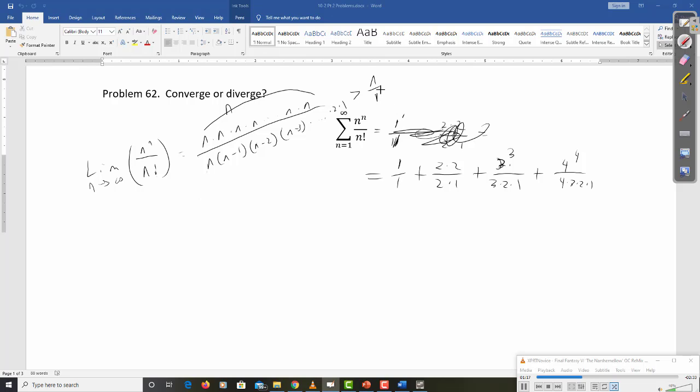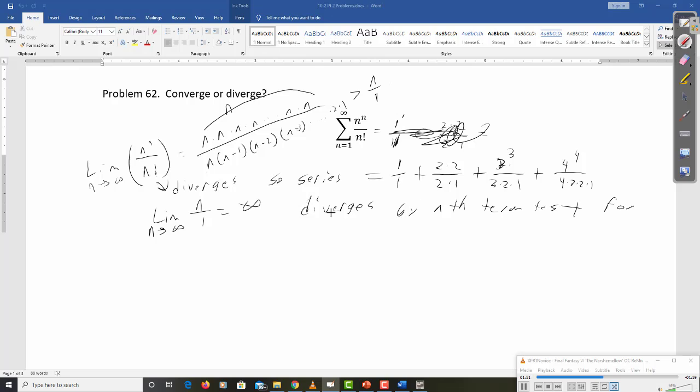And then this limit as n goes to infinity of n over 1 is infinity. So this has to go to infinity as well. So this diverges. So series diverges by nth term test for divergence. This is by no means the only test, but it's the only one we have right now.